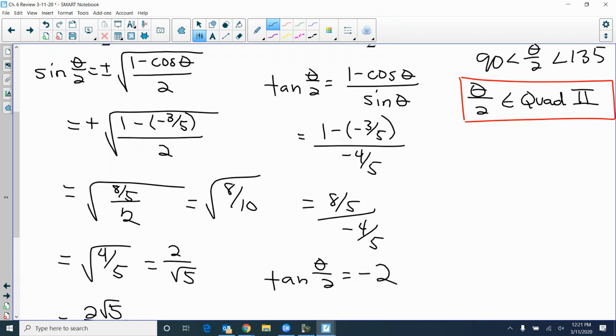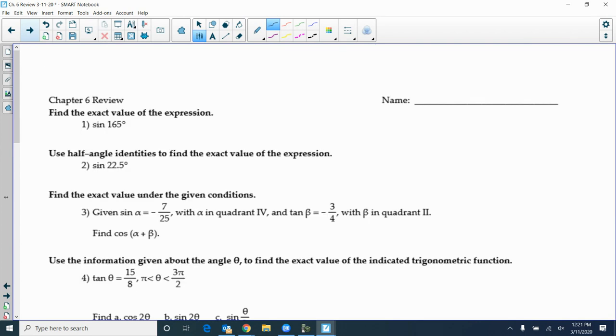Negative 2. All right, I will sleep a little easier tonight, knowing I went over that with you. Okay? So I feel you've been properly prepared. And here's what all I need you to do. Got it, Dylan? All right, way to be on there.